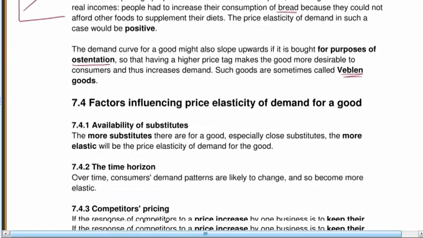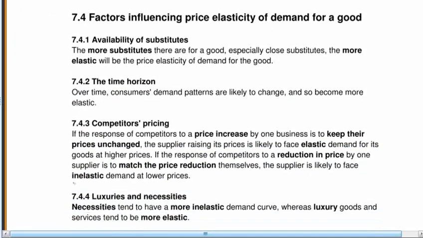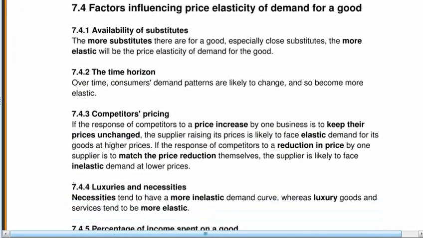So we've got various elasticities of demand. Now, what affects elasticity? Well, a number of factors. First of all, the availability of substitutes. If it's very easy for you to find a substitute, you will tend to have an elastic demand.